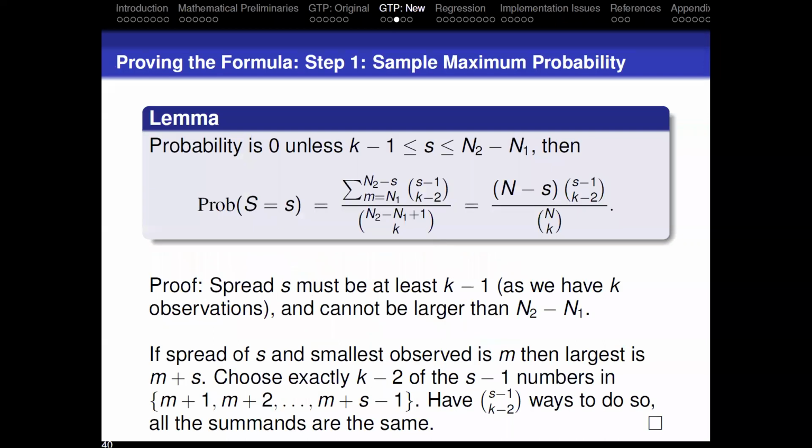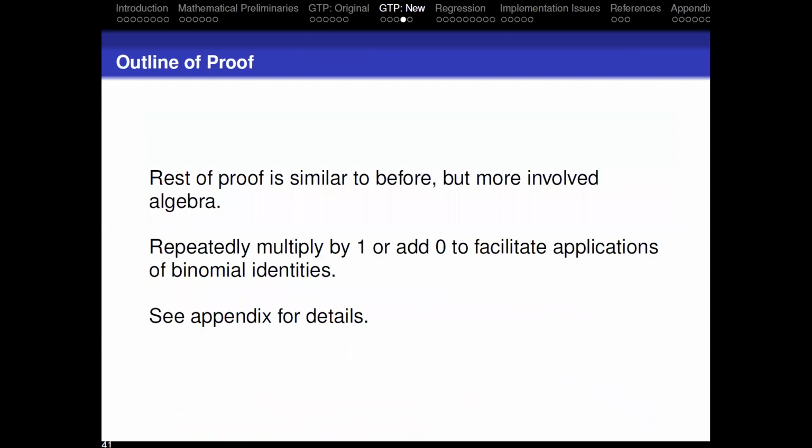Now we want to calculate what's the probability that we have a spread of s. It's a little bit more involved than what we did before, but it's a very similar idea. The nice thing about Zoom is if you really care about the algebra, you can just pause the video and watch it, or just email me for the preprint. And then the rest of the proof is similar, but just a little bit more tedious algebra. There's a lot of multiplications by 1 or adding 0 to make it easy to use some binomial identities. If you really want to see the details, they're in the appendix at the end of the slides.